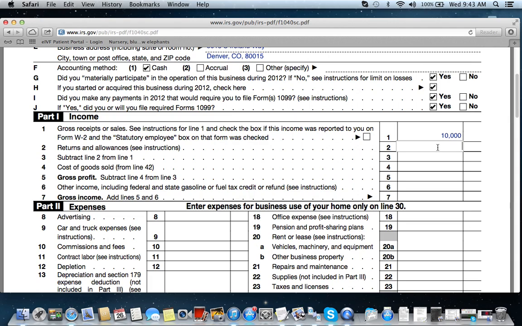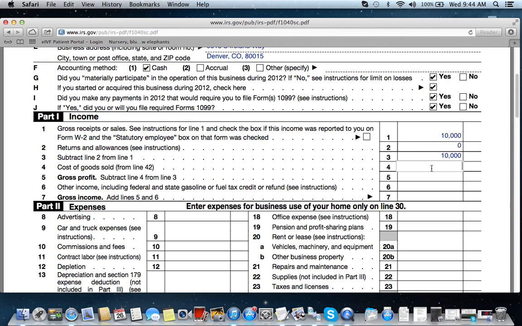Line 2 here, returns and allowances. If someone had to make any returns to you, you'd put that there. We'll say 0. Most small businesses don't really have returns. You may. Line 3, subtract line 2 from line 1, so $10,000.